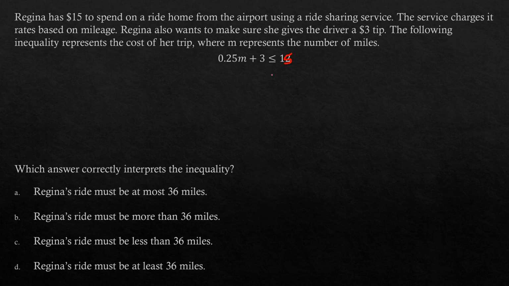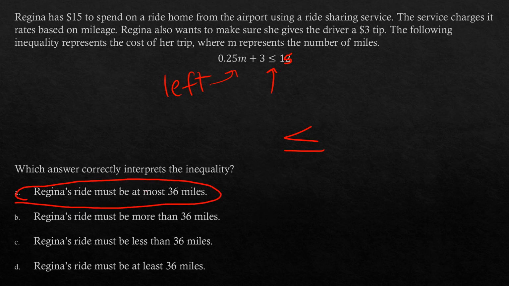Now, all you need to look at here is our inequality sign, which is less than or equal to, right? So if it's less than or equal to, that means that the left side of my inequality cannot be bigger than 15. If it is 16, I don't have enough money. If it's 14, I have enough money. If it's 15, I have enough money, which means that Regina's ride must be at most 36 miles. All of these answer choices say 36, so I'm not paying attention to the number, I'm paying attention to what is said right before it. So it must be at most 36 miles.